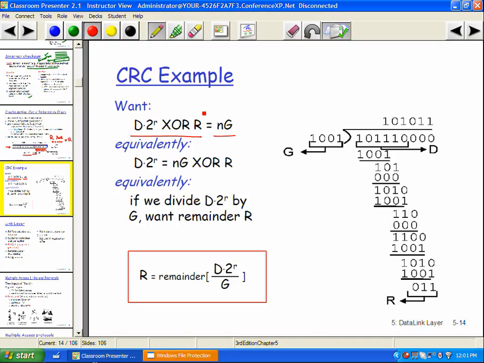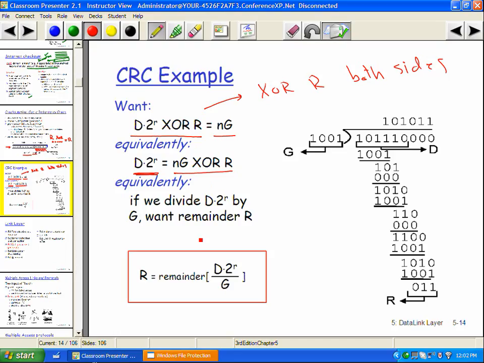And XOR R both sides. Okay. And so you XOR R, you XOR something with the same quantity twice, you get the original number. So this becomes D times 2 to the power R, and this becomes NG XOR R. Okay. So let's think about this for a second. What this is saying is D times 2 to the power R is some number of times G, then XOR R.